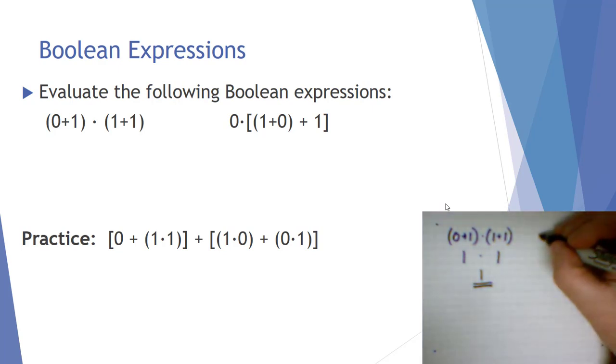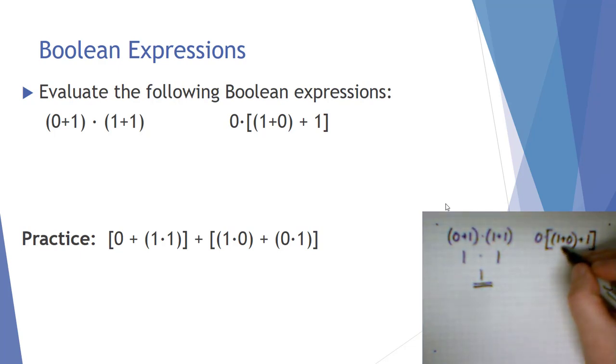For the expression on the right, we have 0 times (1 plus 0) plus 1. And just like regular algebra, we start with parentheses and work our way out. So the inside parentheses, 1 or 0, 1 plus 0, that is 1.